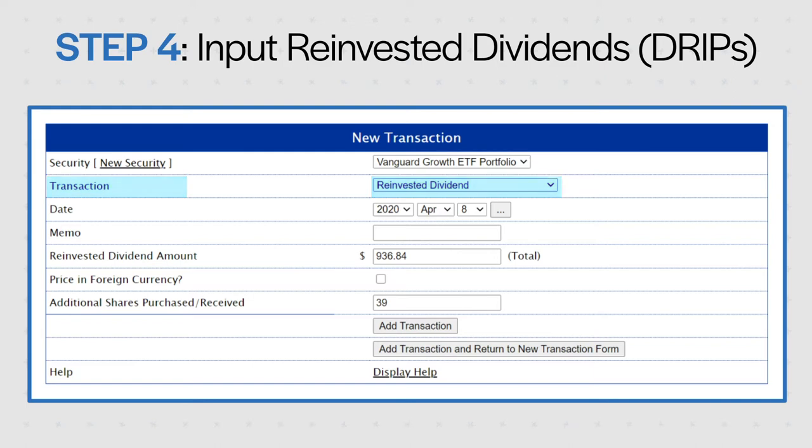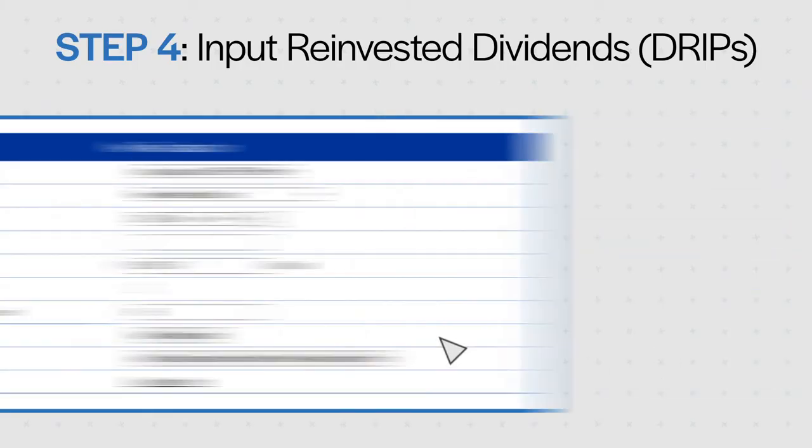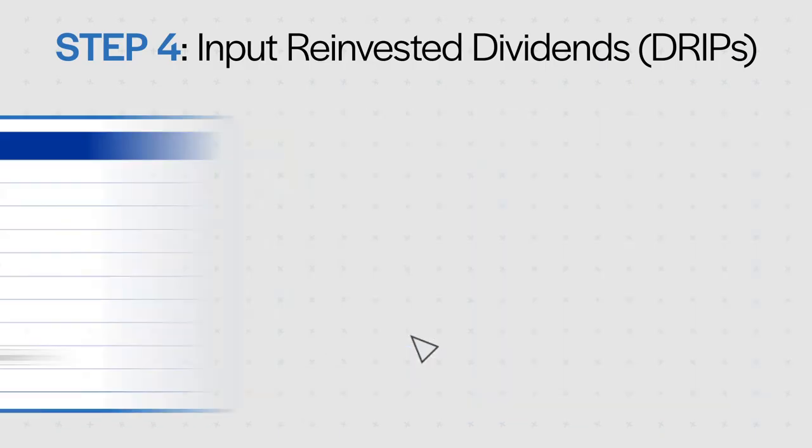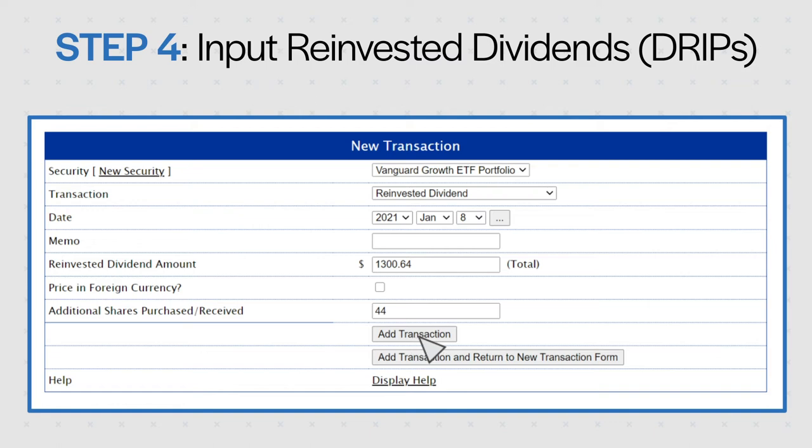In our VGrow example, there were four DRIP transactions. The first DRIP settled on April 8, 2020, with a reinvested dividend amount of $936.84. This resulted in 39 new VGrow units purchased. To include this information, click on Add Transaction and then follow the same steps for the remaining three DRIP transactions on July 9th, 2020, October 8th, 2020, and January 8th, 2021.